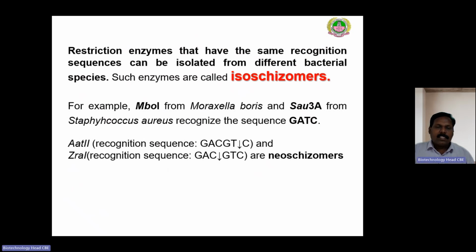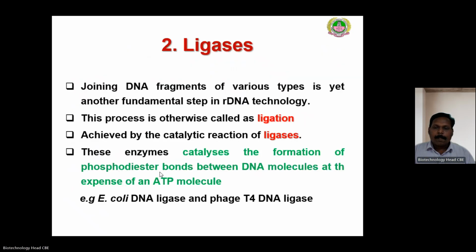There is another terminology called neoschizomers, which is like isoschizomers with the same recognition sequence, but the place where they make the cut or restriction varies within the same recognition sequence. We call them neoschizomers. The example being AatII and ZraI acting as neoschizomers.